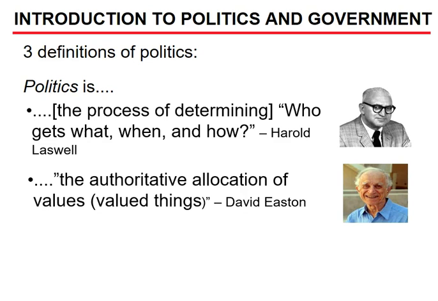While Laswell's definition is pretty easy to commit to memory, it's kind of cliche and loses its meaning. We want further explanation. Easton's definition is kind of jargonistic. We have to sort of define the terms that are part of the definition. What does he mean by authoritative? What does he mean by allocation? What does he mean by values? But it's easy enough to remember.